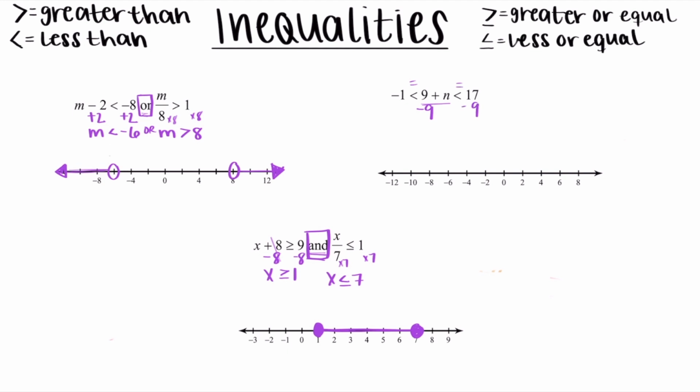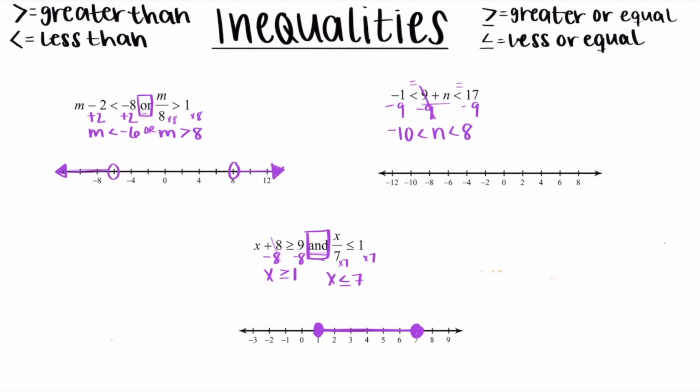And then lastly, we want to get n by itself for this last one here, so I'm going to have to subtract 9, but notice there are 3 parts, so I have to subtract 9 from each part. So negative 1 minus 9 gets us that negative 10. In the middle, that minus 9 is going to make it cancel out so that we're just left with n. That's why we did it. And then lastly, if we do our 17 minus 9, we should end up with 8.